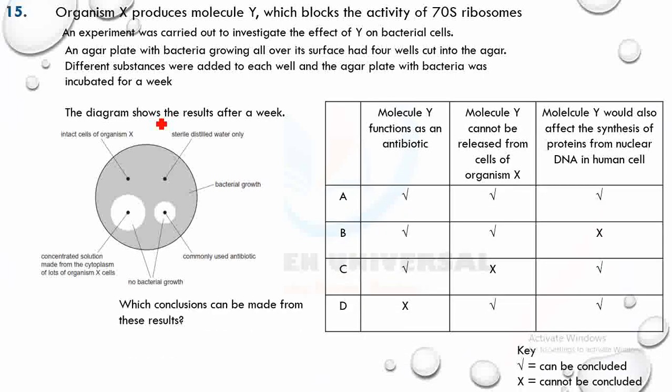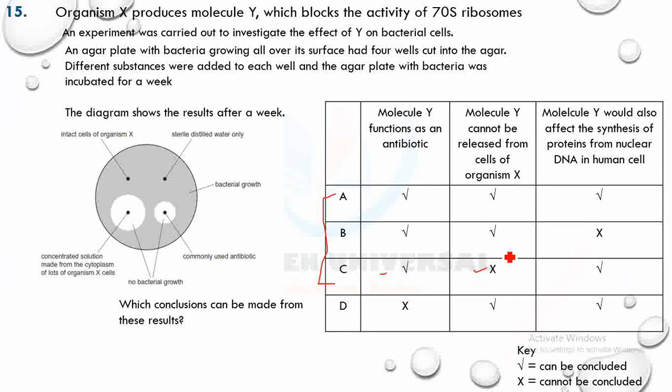Okay, so what's the question? The question says, which conclusion can be made from this result? Pause the video and attempt it. Molecule Y functions as an antibiotic. Yeah, functions as an antibiotic, so this is correct. Molecule Y cannot be released from cells of organism X. There's no way to release what kills it. Okay, do you get? So that makes C the answer.